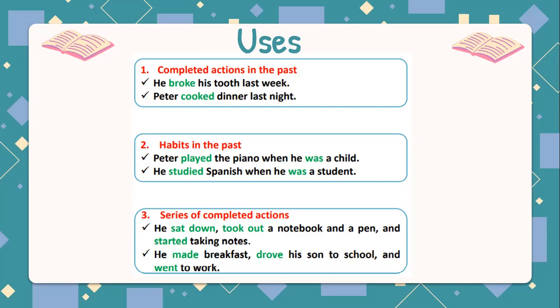For example, when we're saying he sat down, took out a notebook and a pen and started taking notes. So here I have a series of actions. Sat down, took out, and started. Three actions listed one after the other, and the three of them for sure have to be completed before in the past. The second example, he made breakfast, drove his son to school, and went to work. So also made, drove, and went. These are three actions. I'm listing a series of three actions that all of them were completed before in the past.